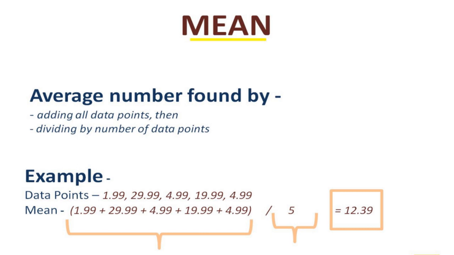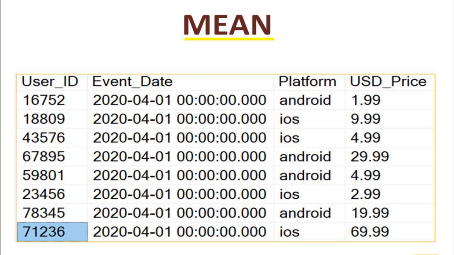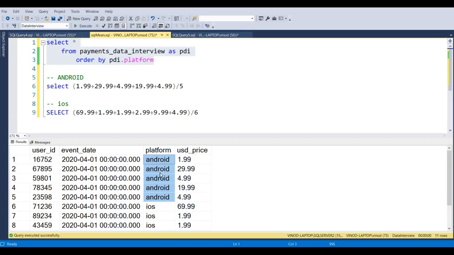Let's consider an example. We have here one table, which is payments data interview. In this table you can see we have the first set for Android, and then we have iOS. If you have to consider the mean for Android, what will you do? You will sum up these entries for Android. How many entries are there? 5 entries. So we will sum that up and divide by 5.